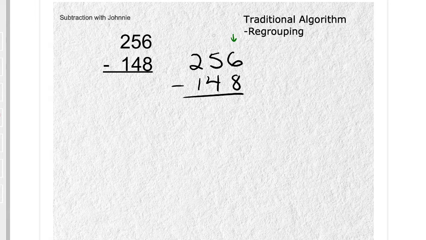Well, we do notice that there are 5 tens in 256. Maybe we can take one of those tens, leaving 4 tens, and give that 10 to the 6. And now we have 16. Now we can subtract. 16 minus 8 is 8. 4 tens minus 4 tens is no tens. And 2 hundreds minus 1 hundred is 1 hundred. That sounds all good.